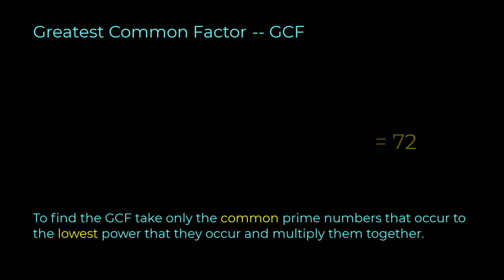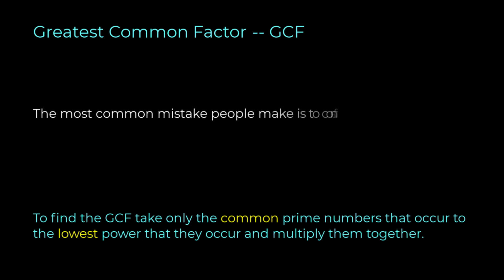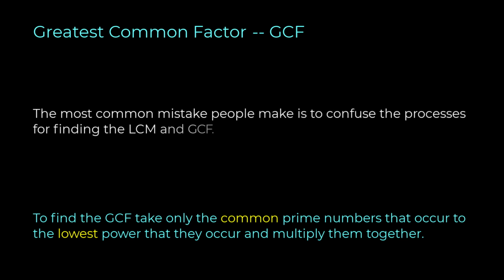Did you get that right? Hot diggity, you bet. Great. The most common mistake people make in determining the least common multiple and greatest common factor is that they get confused with the prime factoring processes, which are somewhat similar. Let's review.